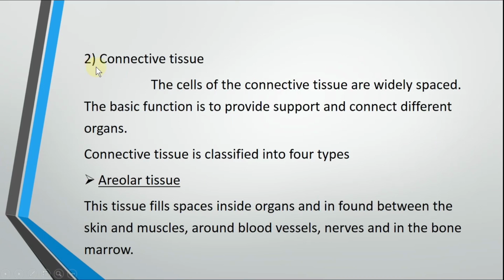Second type of animal tissue is connective tissue. The cells of connective tissue are widely spaced. The basic function is to provide support and connect different organs. Connective tissue is classified into four types. First one is areolar tissue. This tissue fills spaces inside organs and is found between the skin and muscles, around blood vessels, nerves, and the bone marrow.